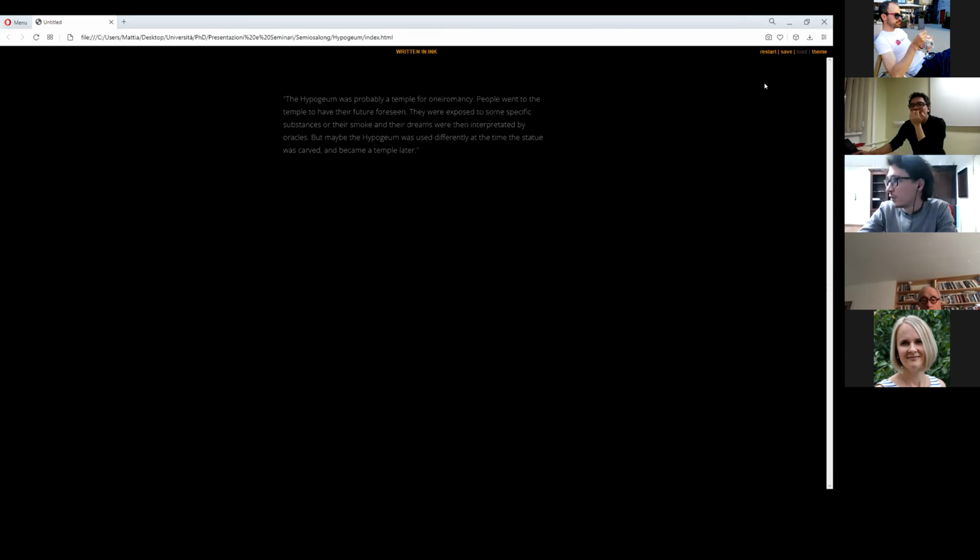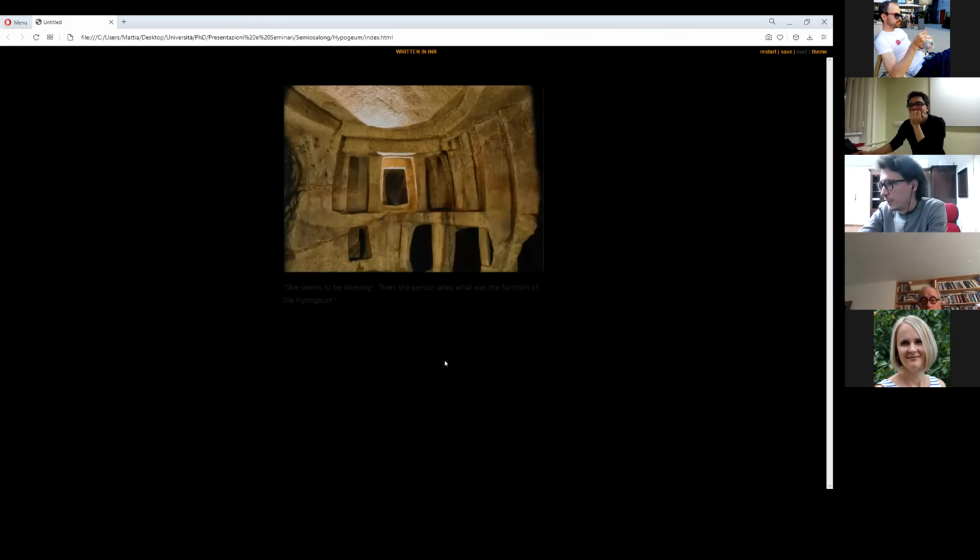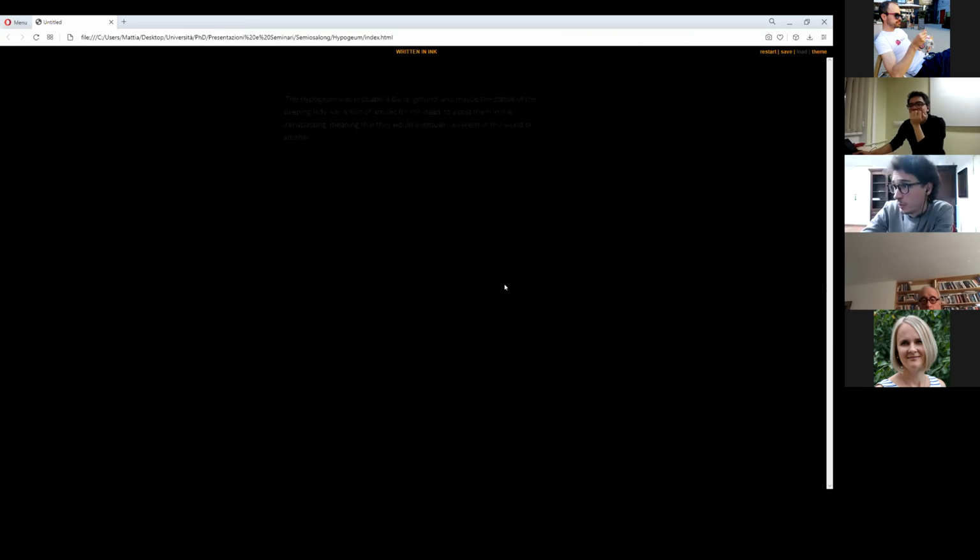millennia long history. And of course, there is also the fourth possibility that she is sleeping, but the Hypogeum is actually a burial ground. And so maybe the lady could have been a sort of amulet for the dead to assist them in their trespassing, meaning that they would eventually awaken in this world or another. So they could have been following a religion which was kind of envisioning multiple lives.